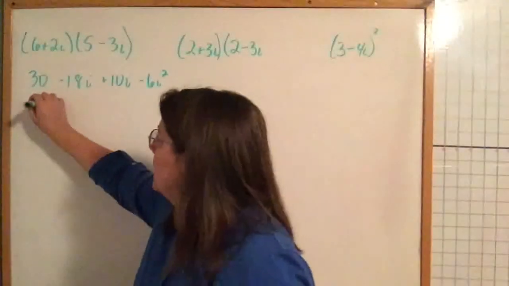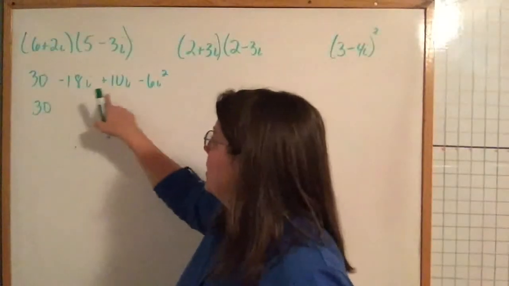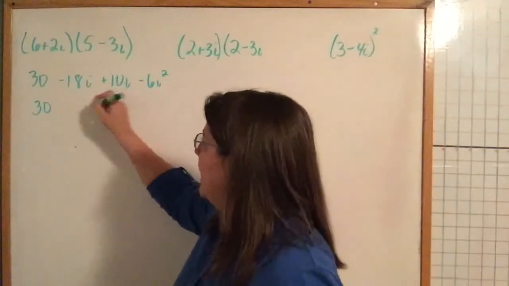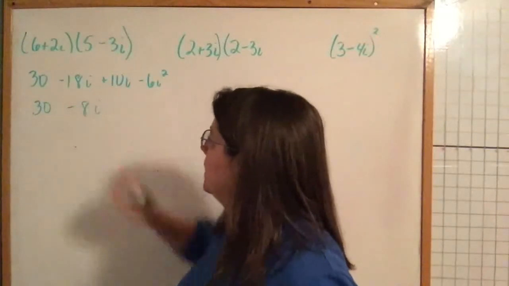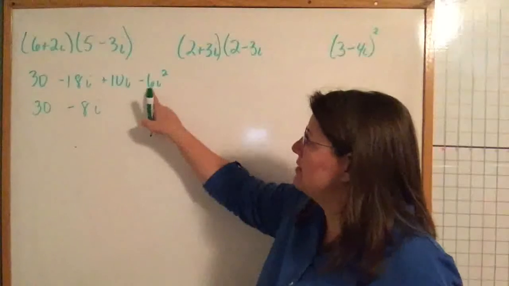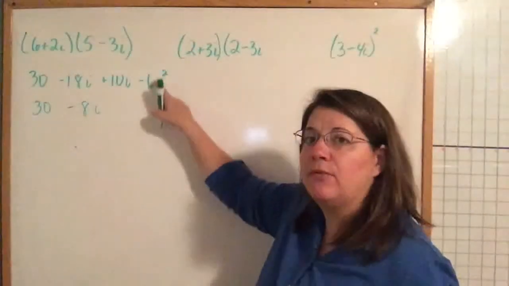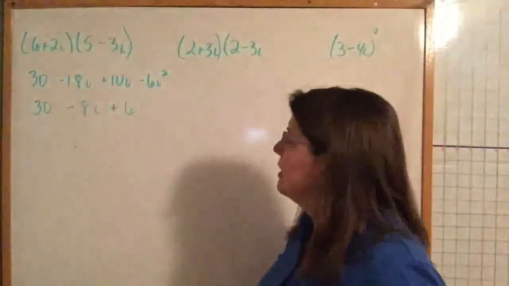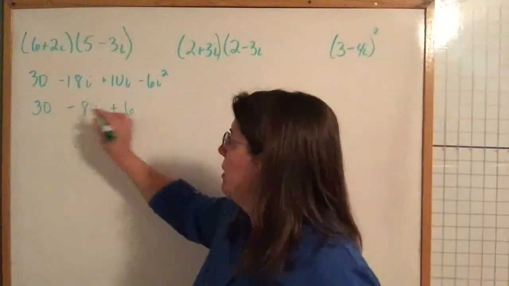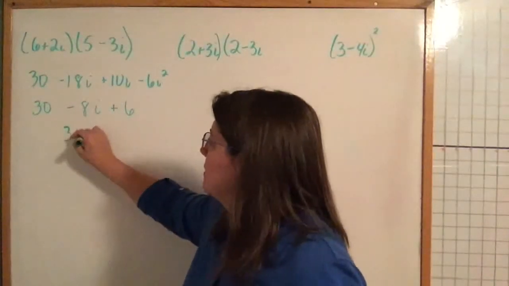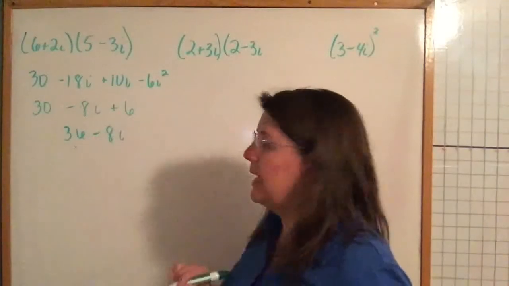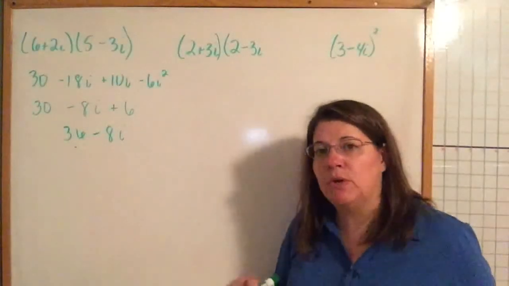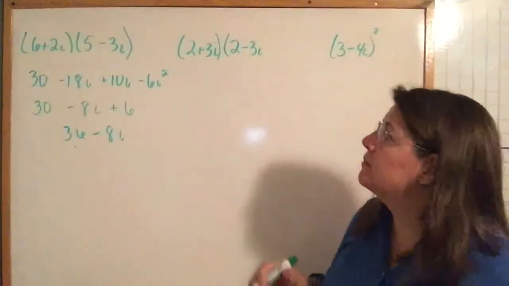And then we have to do a little simplification here. We've got 30. We're going to add these like terms. Negative 18i plus 10i is negative 8i. And then negative 6 times i squared, where i squared is negative 1. So negative 6 times negative 1 is a positive 6. And then we add like terms. 30 plus 6 is 36. And that's minus 8i. So very similar to multiplying two binomials.